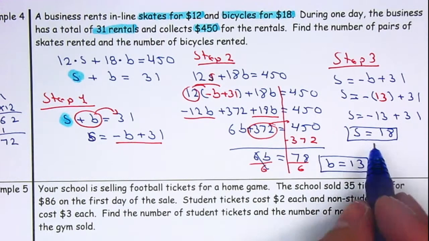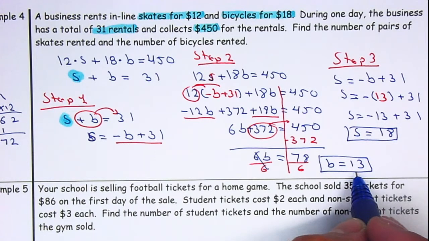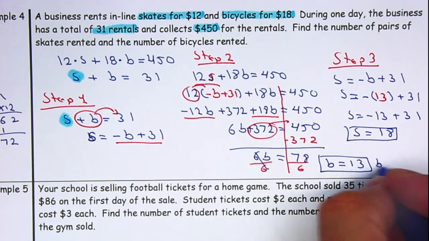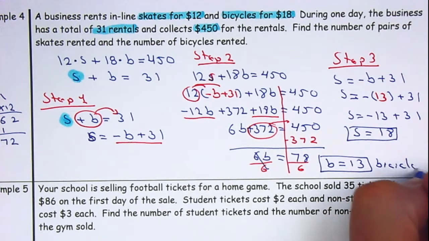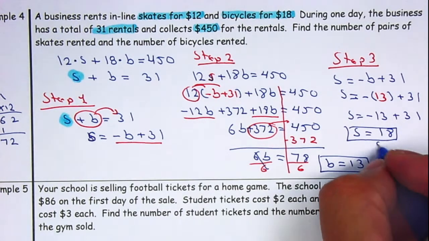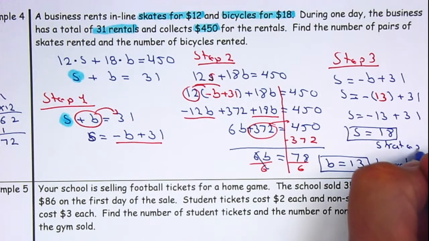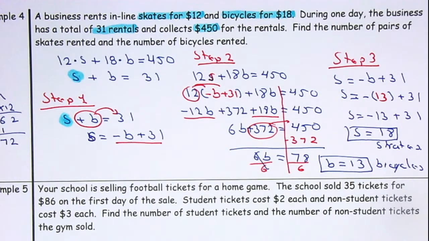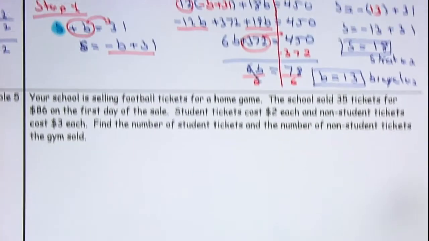So that means that they sold 13 bicycles and 18 skates. And a lot of the problems are set up the same way. Let's go to example number 5.